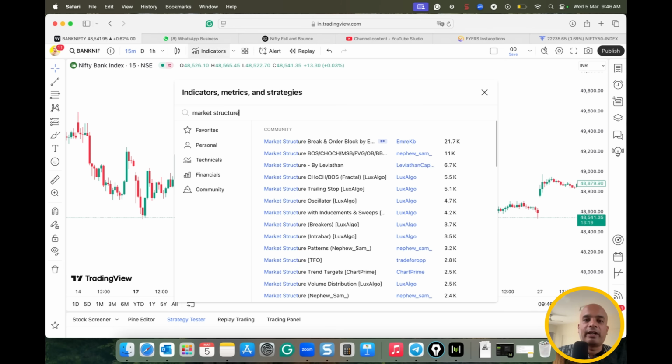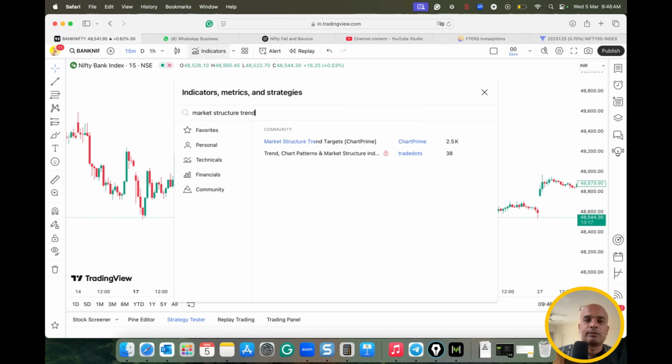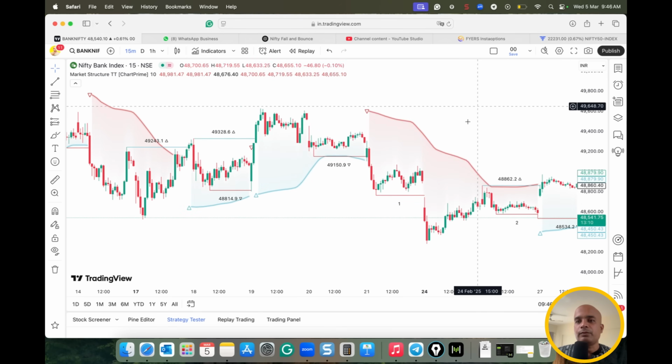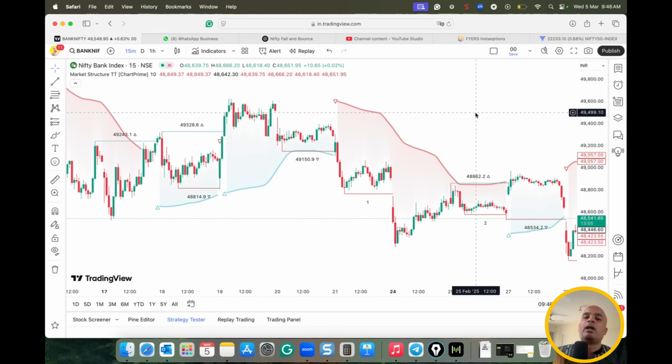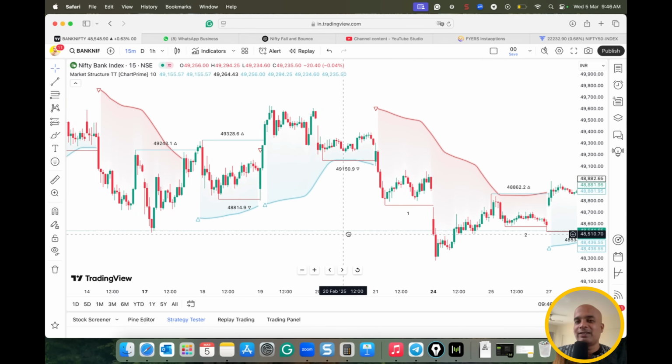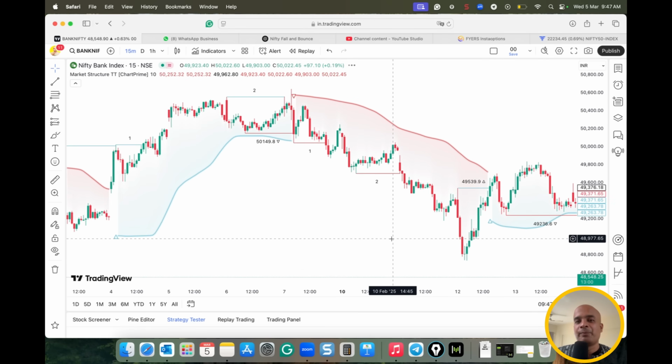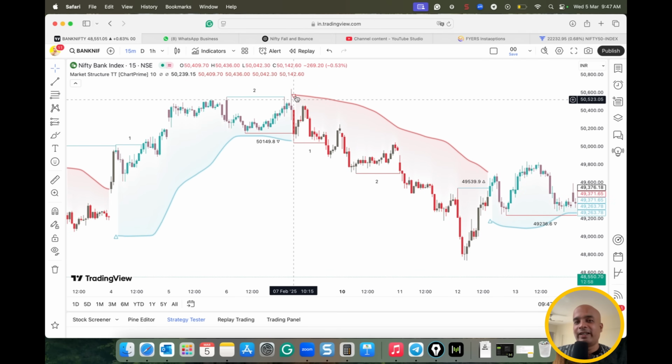Market Structure Trend Targets. This is by ChartPrime. Market Structure Trend Targets by ChartPrime is the indicator. It is quite similar to the SuperTrend indicator, but a little different. How it works is, let's say it indicated from here, it started a bearish indication. It also points out how many swing lows or swing highs it broke. This is the first swing low, it broke here.